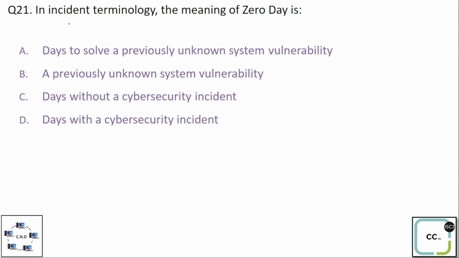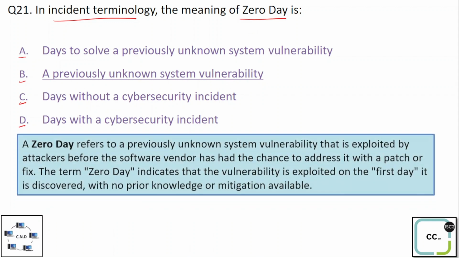Question number 21. In incident terminology, the meaning of 0-day is, and the options are option A, days to solve a previously unknown system vulnerability. Option B, a previously unknown system vulnerability. Option C, days without a cybersecurity incident. And option D, days with a cybersecurity incident. And the correct option is, so the 0-day vulnerability means a previously unknown system vulnerability.